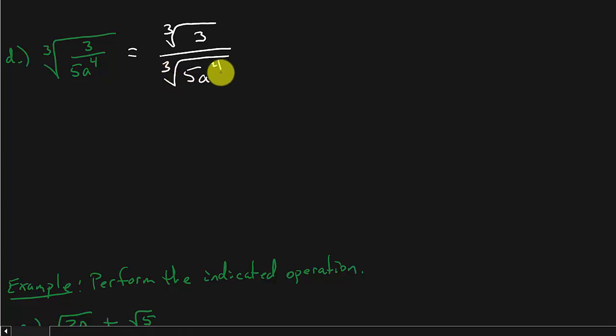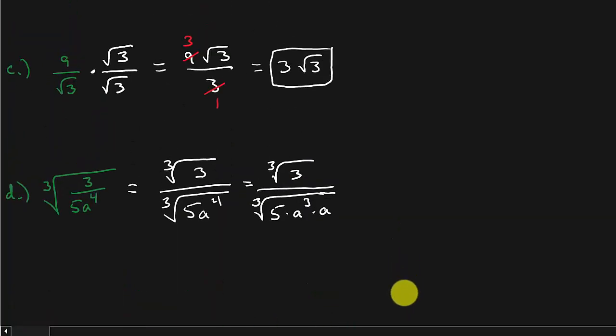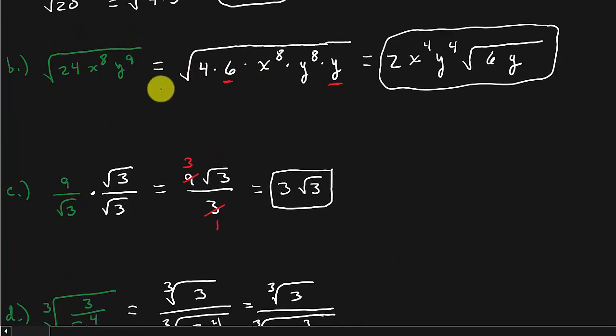Does 3 go into 4 evenly? No. But if I knock that 4 down to a 3, does 3 go into 3 evenly? Yes. So let's simplify that denominator. So that's the cube root of 3 over the cube root of 5 times a cubed times a. All I did was rewrite a to the 4th as a cubed times a, the exact same thing that I did up here in this problem when I rewrote the y to the 9th.